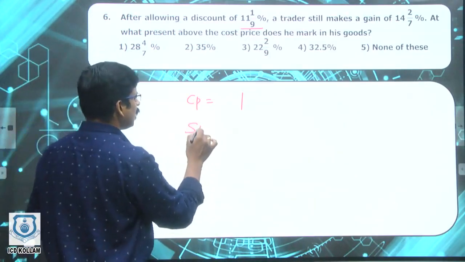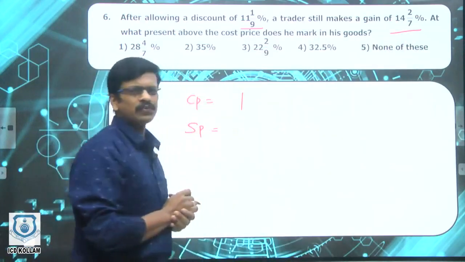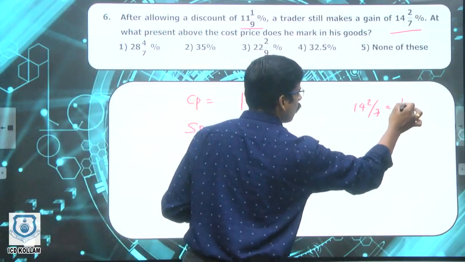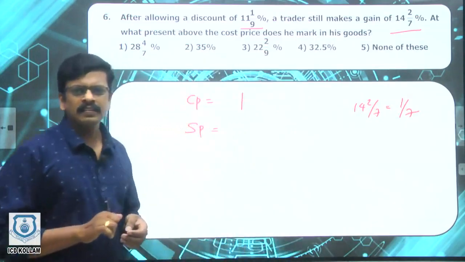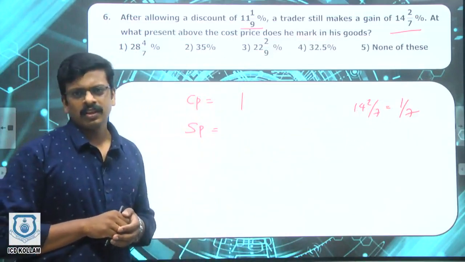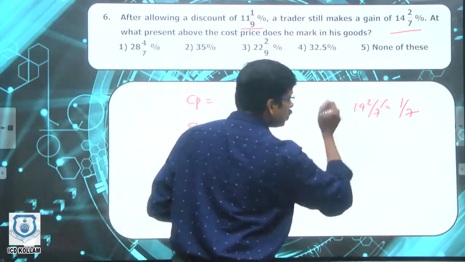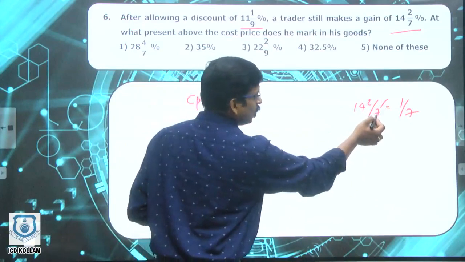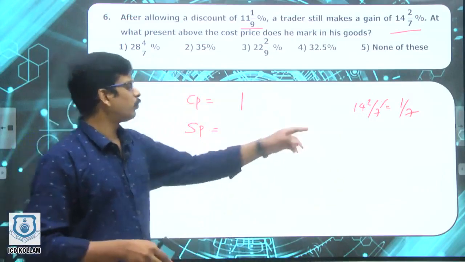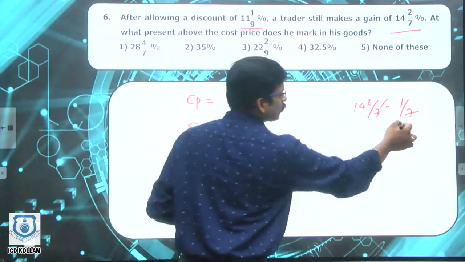Then, what will be your selling price? By using this value, you know what is 14 2/7%? It is 1/7. ICD always recommends you to learn these types of fractions by heart. So 14 2/7 percentage is 1 by 7. Otherwise, you need to multiply this number by 7 and by 100. Percentage is by 100. So finally, you get this number. So if you know it by heart, then you can simply write it as 1 by 7.